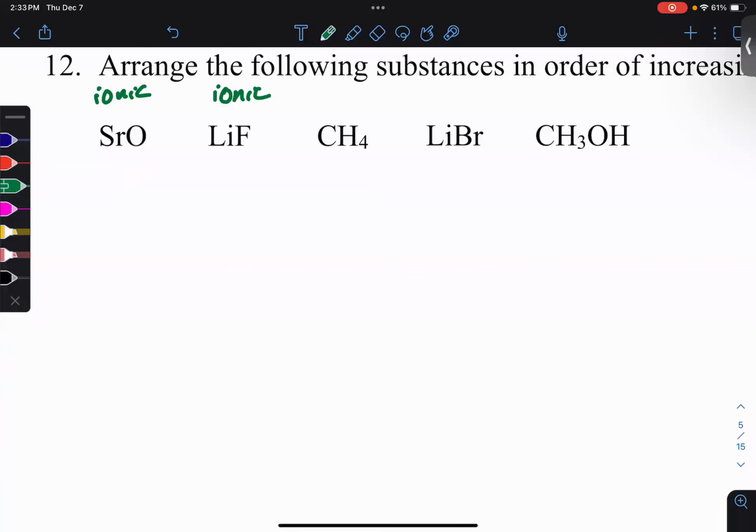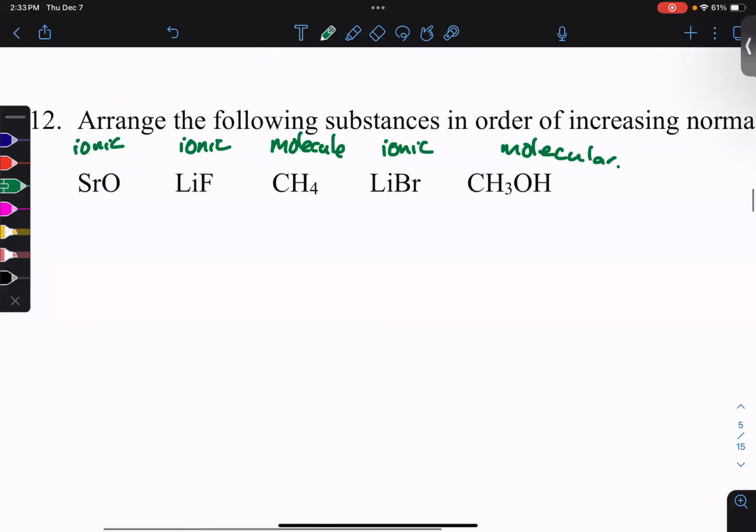What about CH4? What is that? Is that ionic? No, it's what? Molecular. If you draw a Lewis structure of it, it's a molecule, it's a molecular compound. Lithium bromide. Ionic. And this CH3OH, what is that? Molecular, yes, that's methanol, molecular. Okay, great.